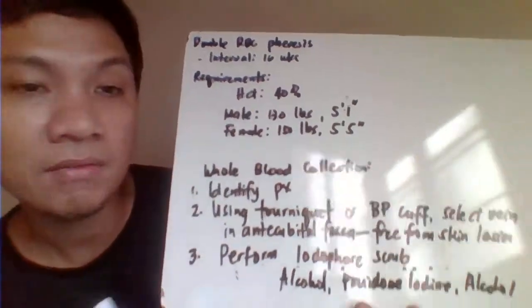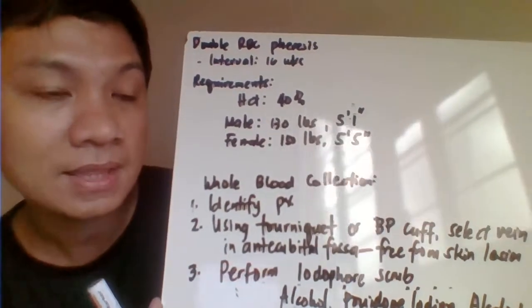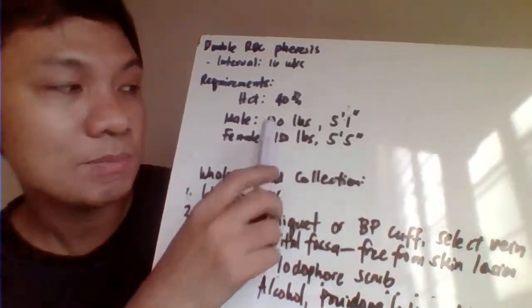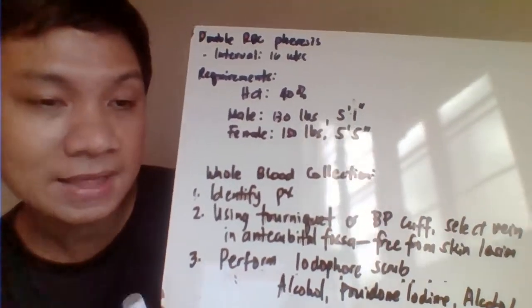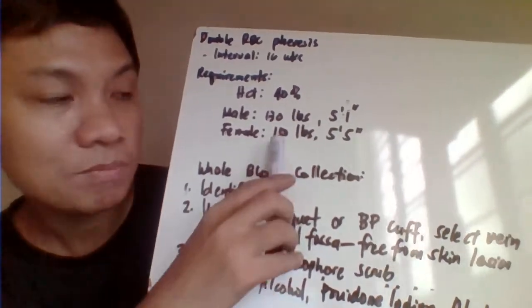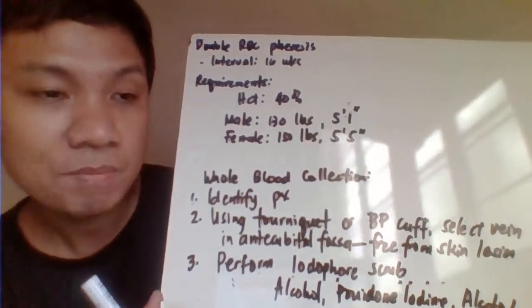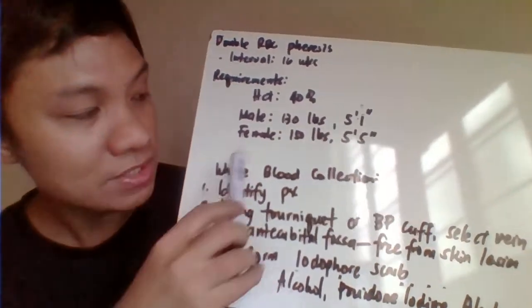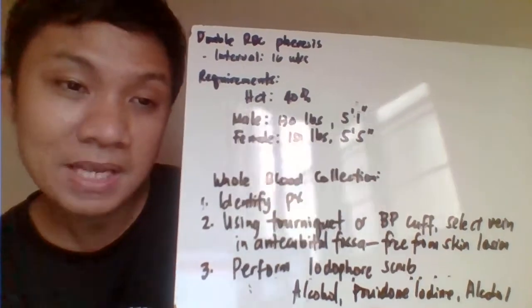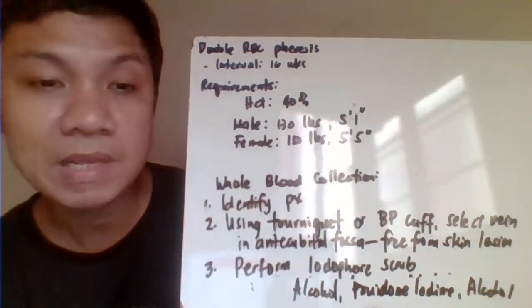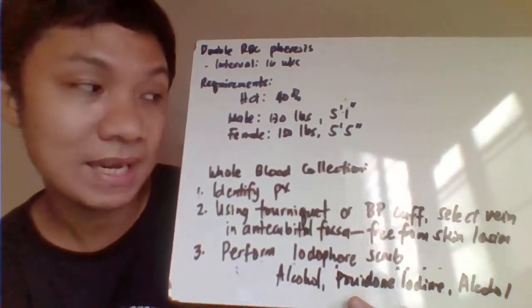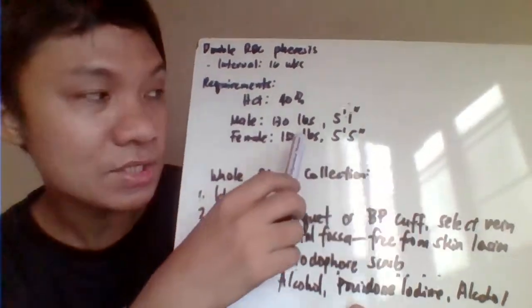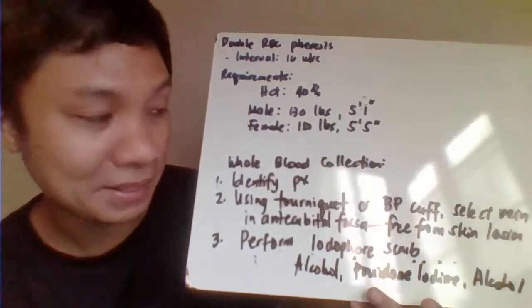Requirement, so number 1, hematocrit should be at least 40%. For the male patient, should at least be 130 pounds with at least 5'1" height. For the female naman, at least should be 150 pounds and should be 5'5" na height. So medyo dapat malaki ang patient natin for the babae kasi para makayanan nila makapag-donate ng 2 unit ng RBC natin. Therefore, mas mabigat siya at saka dapat mas matangkad.